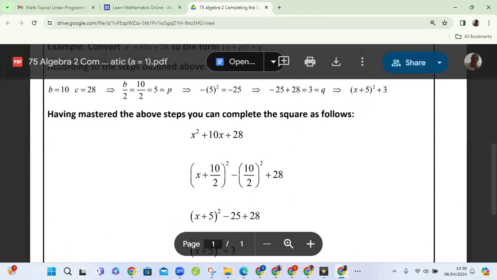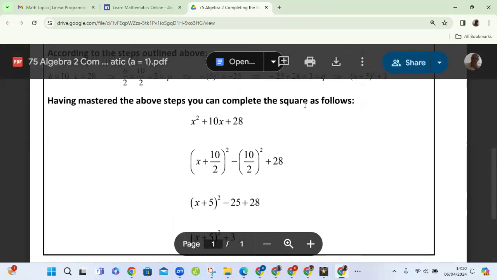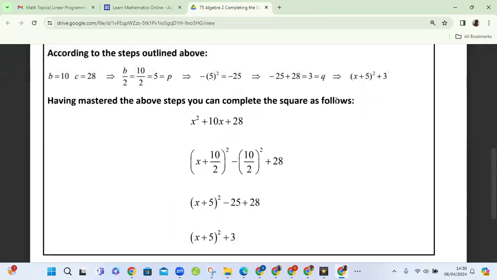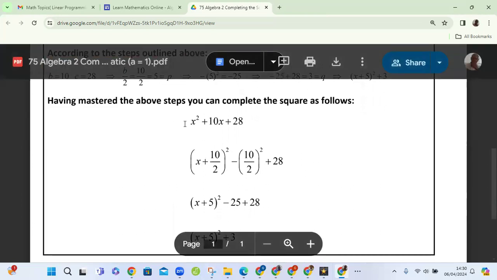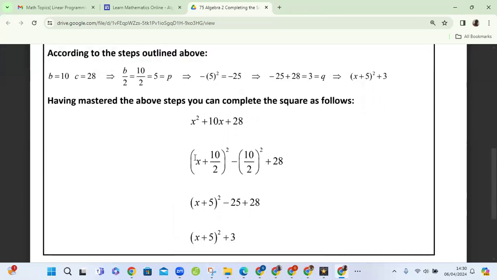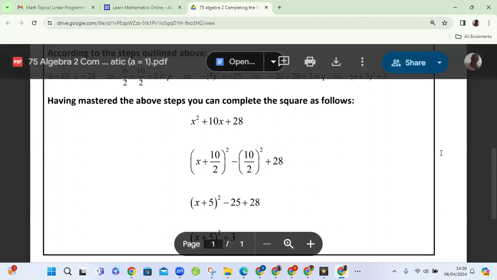Having mastered the above steps, you can complete the square as follows. When your value of a is 1, all you need to do is to right away start to form it: x plus 10 over 2 all squared minus 10 over 2 all squared plus 28. Okay, x plus 5 all squared minus 25 plus 28, x plus 5 all squared plus 3, and that will give you a completed square.